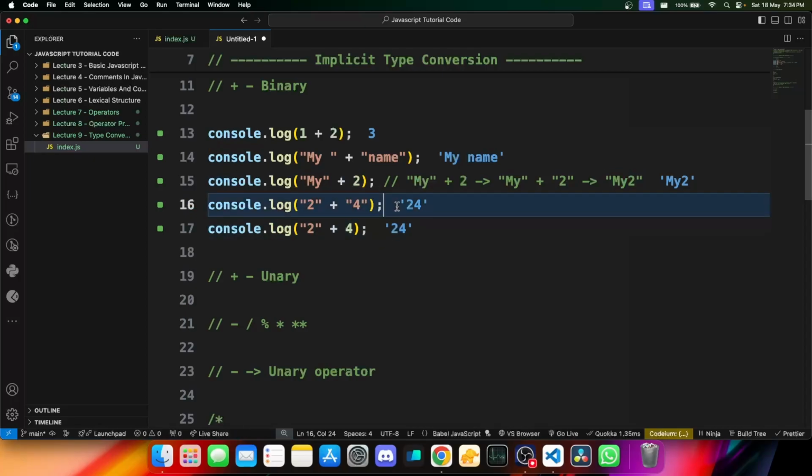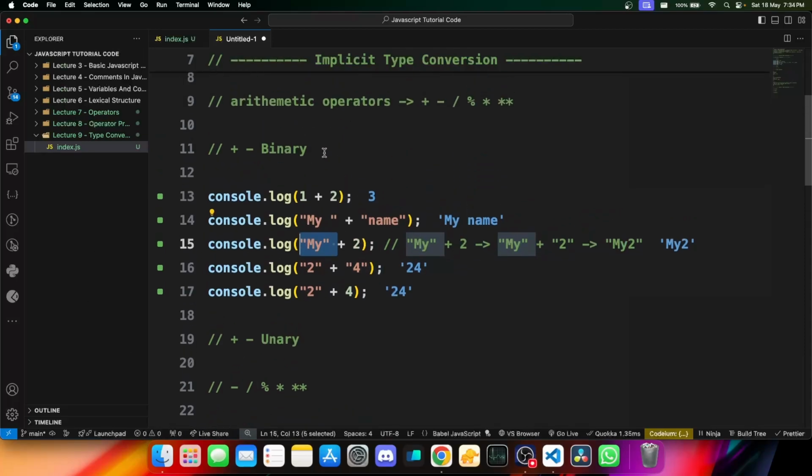Let's take one more example. You can see these were two numbers inside a string. They didn't get converted into numbers; they directly got concatenated and gave the result 24. Same here, type conversion happened: 4 got converted into a string, and then it resulted in 24. So even if just one operand is a string, the other operand automatically gets converted into a string in case of the binary plus operator.